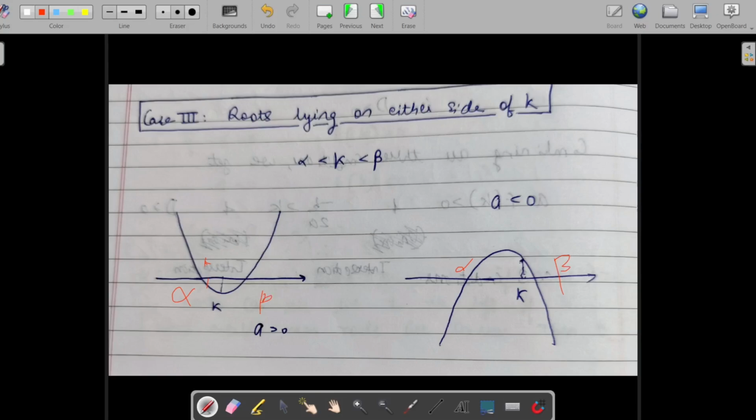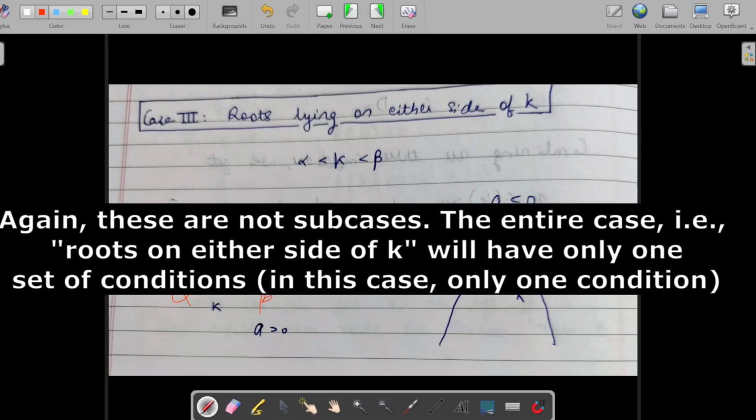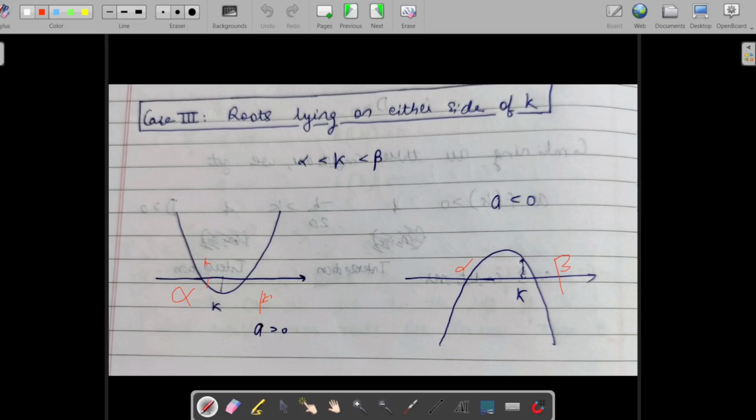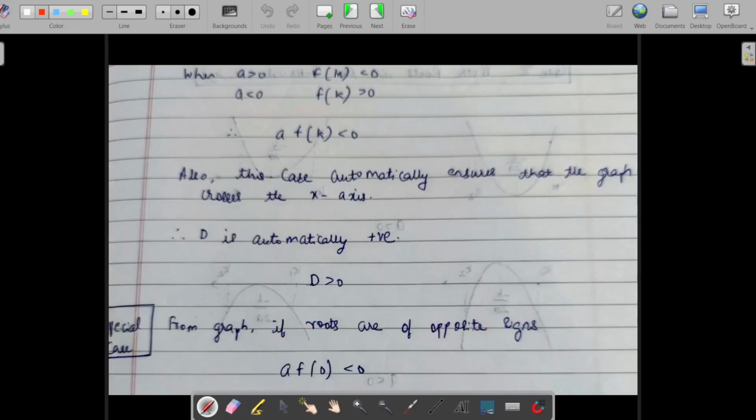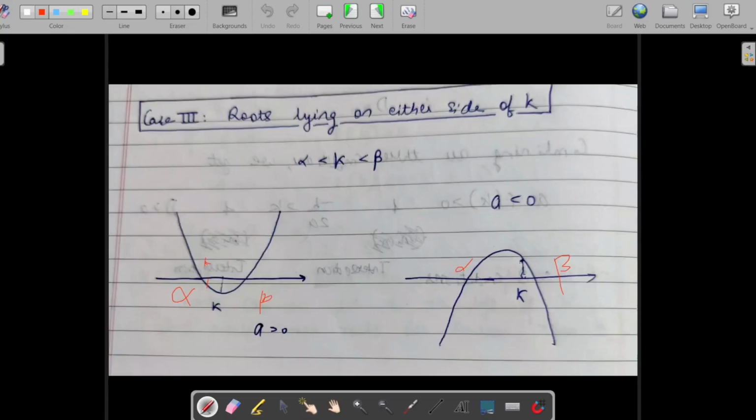So again, we have two cases, a is greater than 0 or a is less than 0. Now look at this graph, okay? When a is greater than 0 and both roots have to lie on either side of k, f of k will always be negative. Wherever you put k, the value of the graph at x is equal to k is always negative. So when a is greater than 0, f of k is always less than 0. Similarly, when a is less than 0, f of k will always be positive.